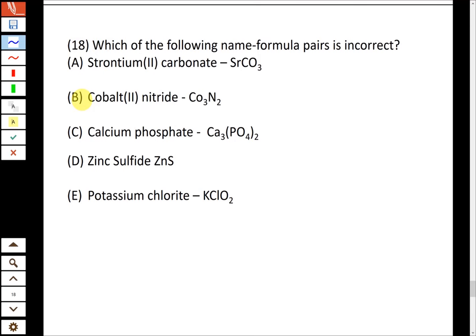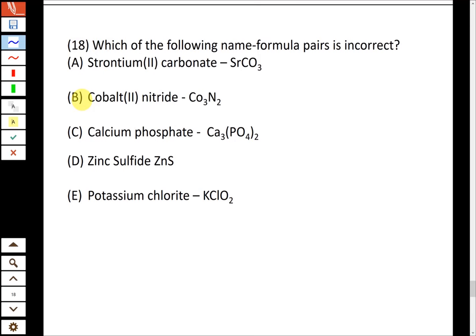So here we're talking about names and formulas. All these are ionic compounds, as it turns out. We want to know which of the names and formulas is incorrect. For these ones, we have to know some polyatomic ions to get them. I should have this problem somewhere. Not that I need to look at anything, but just trying to stay organized.